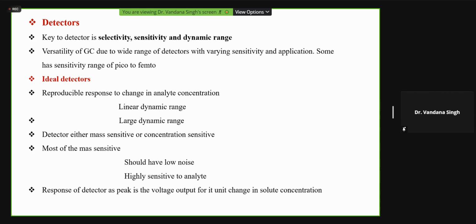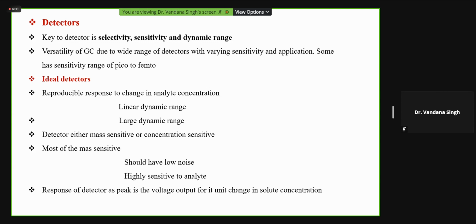Second most important thing for a detector is its sensitivity. What is the sensitivity? Sensitivity is how efficiently a detector is detecting an analyte, and the minimum quantity of analyte that can be detected through a detector. The minimum the quantity, better will be its sensitivity.